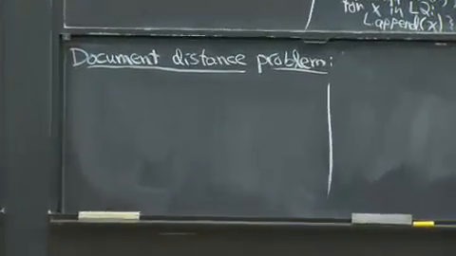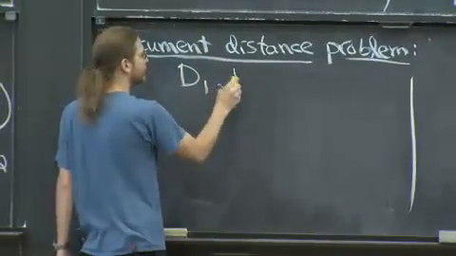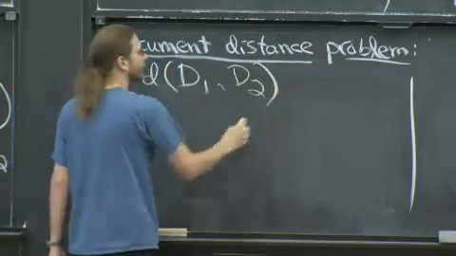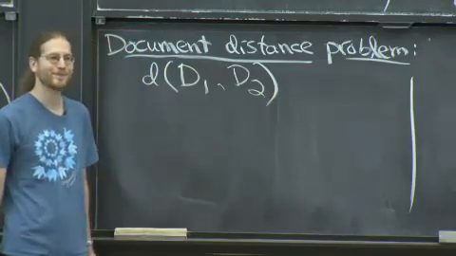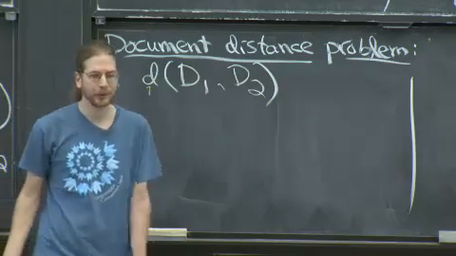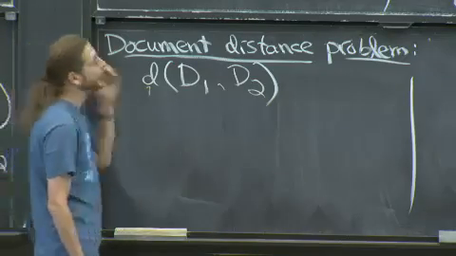So the document distance problem is: I give you two documents, I'll call them D1 and D2, and I want to compute the distance between them. The first question is, what does that mean? What is this distance function? OK, let me first tell you some motivations for computing document distance.